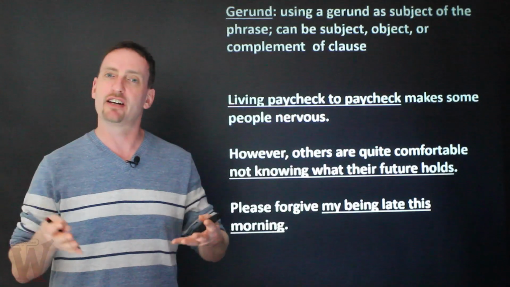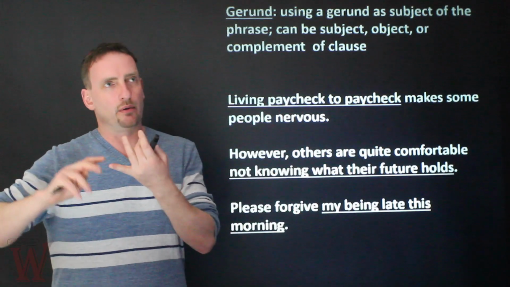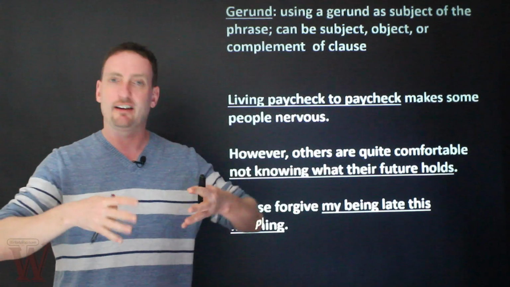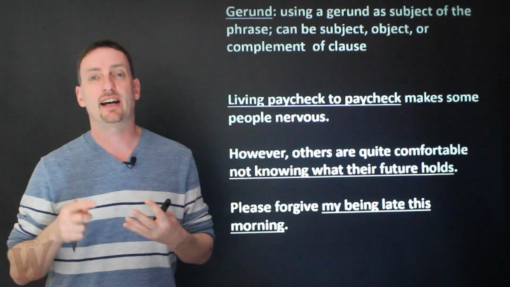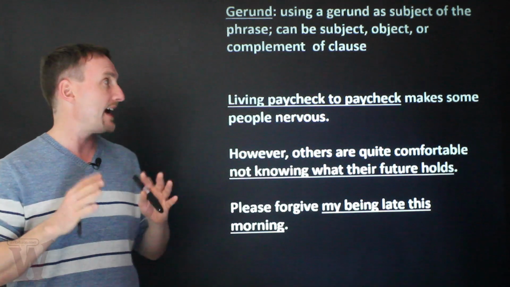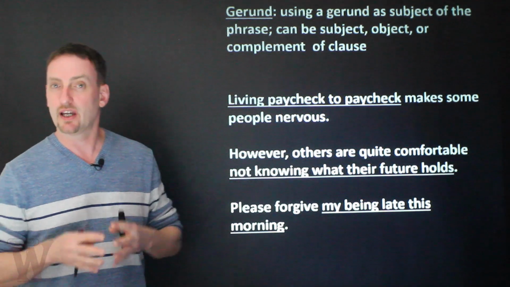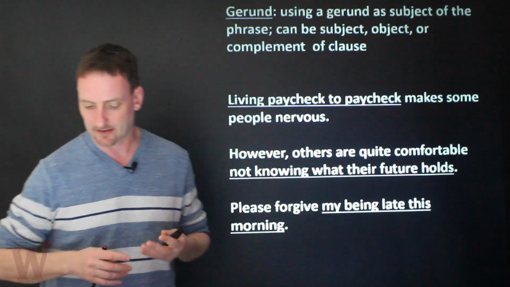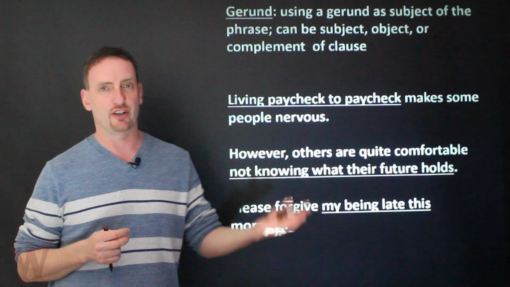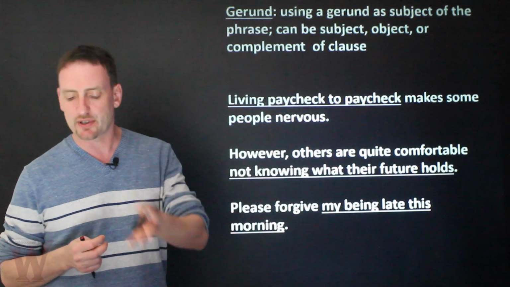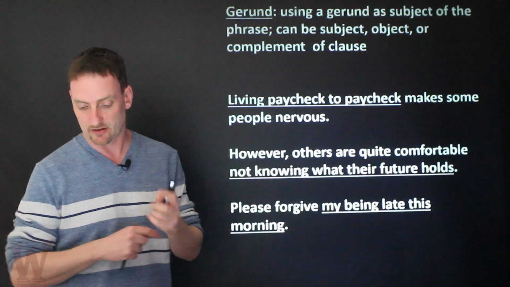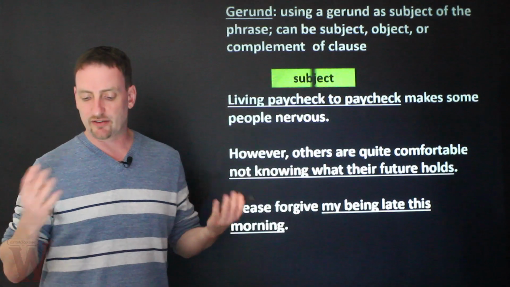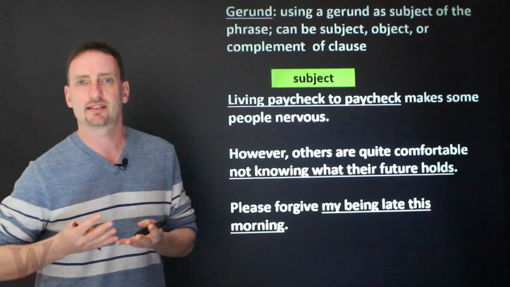So here I have a phrase that begins with a gerund. Now, a lot of people forget that just because you're using this gerund as a noun, don't forget that the gerund is still technically a verb, okay? If it needs an object, give it an object. Make the phrase complete. So I'm going to use it the same. I'm going to use it as a subject, an object, or a complement of a clause. Living paycheck to paycheck makes some people nervous. Living paycheck to paycheck, this is your complete subject.